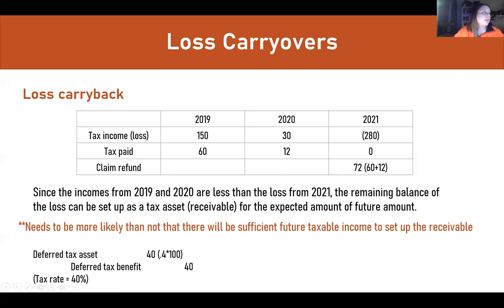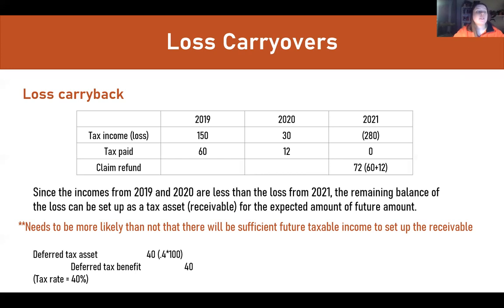So if you can't use it, if you think that you're going to have a loss for the next 20 years, you need to disclose it in the notes to your financial statements and say how long you have it, what the balance is, and the remaining time frame that you have to use it. So in 2021, I have 20 years to use it. So I'm going to say I have that carry over for 20 years.